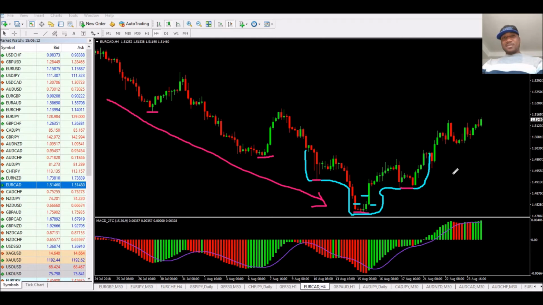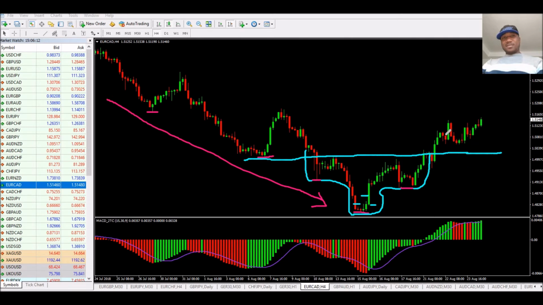Now, if you look at this clearly, we have a neckline here, right? A neckline here. Now we can see that at this point, the neckline was broken. And most of the times when the neckline is broken, you will see the market coming back to retest the zone before the market pulls to the upside.